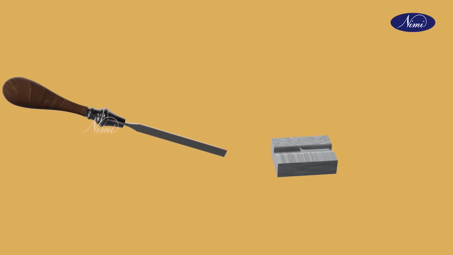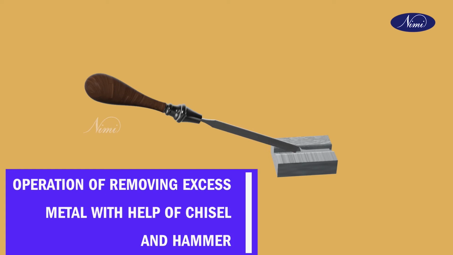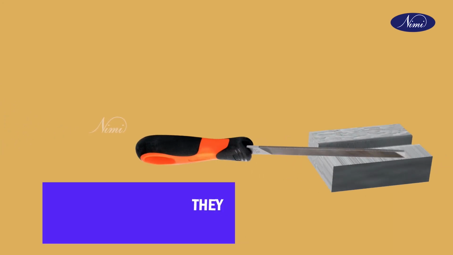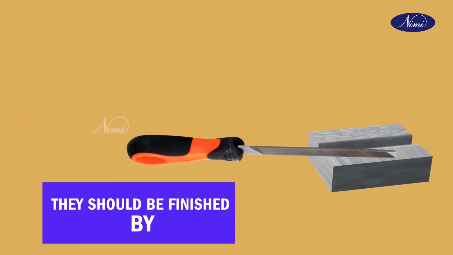Next, chipping. What is meant by chipping? Chipping is an operation of removing excess metal with the help of chisel and hammer. Chipped surface being rough, they should be finished by filing.